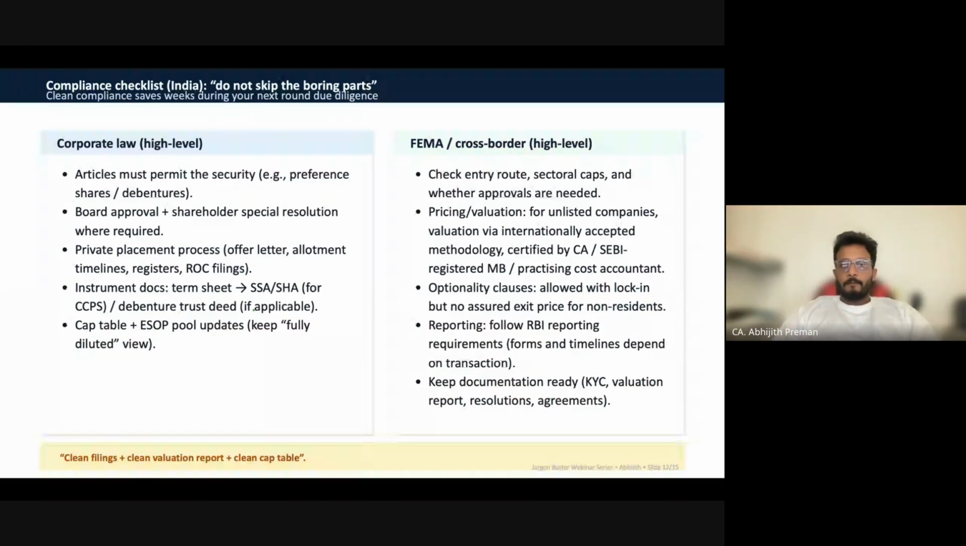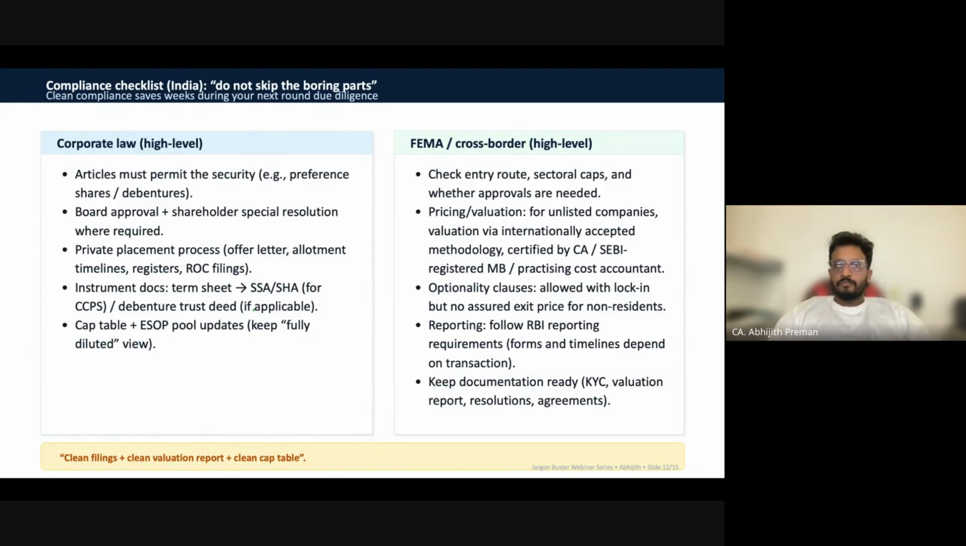Because if you take the undiluted cap table, you may feel like you own so much of the company. But only if you take the diluted cap table will you understand how much percentage you are actually going to own. Then from a FEMA point of view, check the entry route, sectoral caps, and whether approvals are needed. There are a few sectors where restrictions exist. There are a few sectors wherein there is a cap. For example, in the media industry, you cannot get more than 26% foreign direct investment. So those things you need to check.